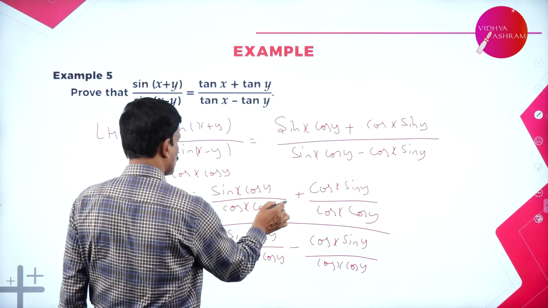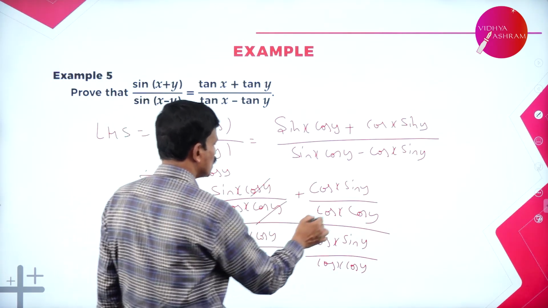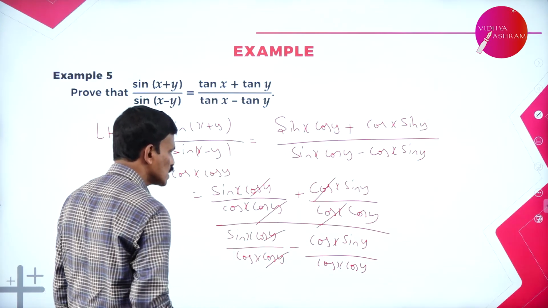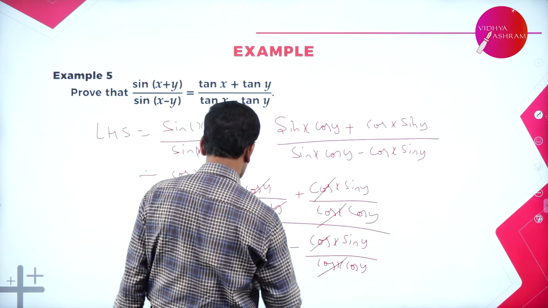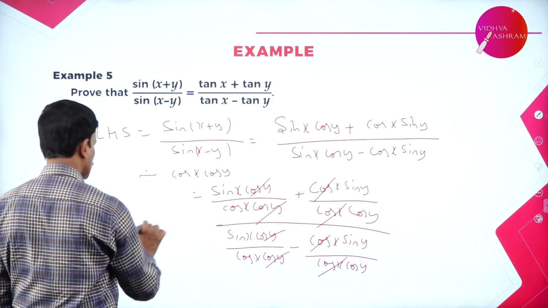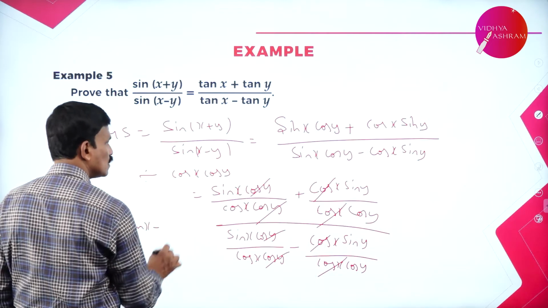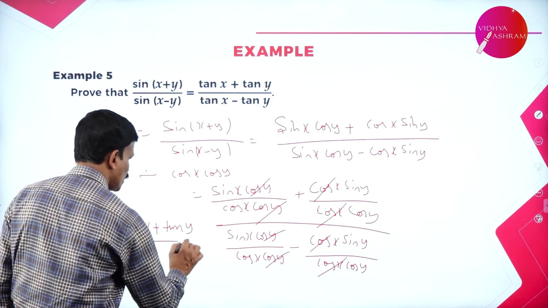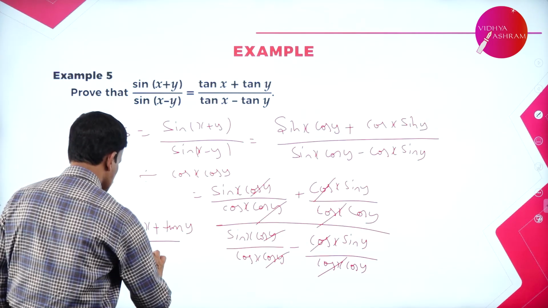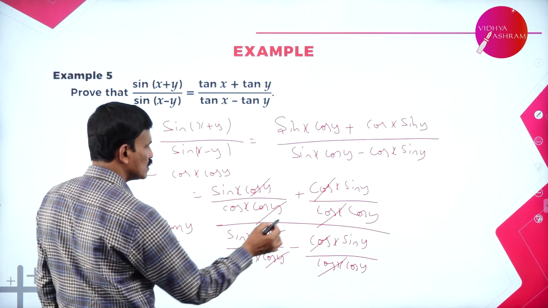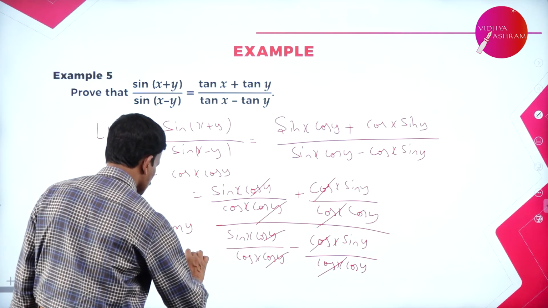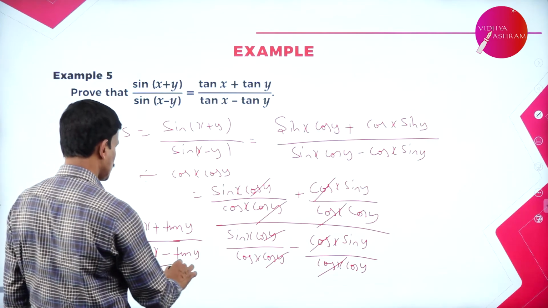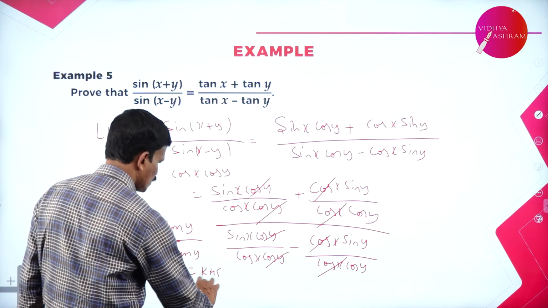Cancel the terms. One cos y gets cancelled. Cos x and cos x gets cancelled. Here cos y and cos y gets cancelled. And cos x gets cancelled. What is left over? Sin by cos is tan x plus sin by cos is tan y, divided by sin x by cos x is tan x minus sin by cos is tan y. So this is the required answer. Tan x plus tan y divided by tan x minus tan y, which is the required RHS.